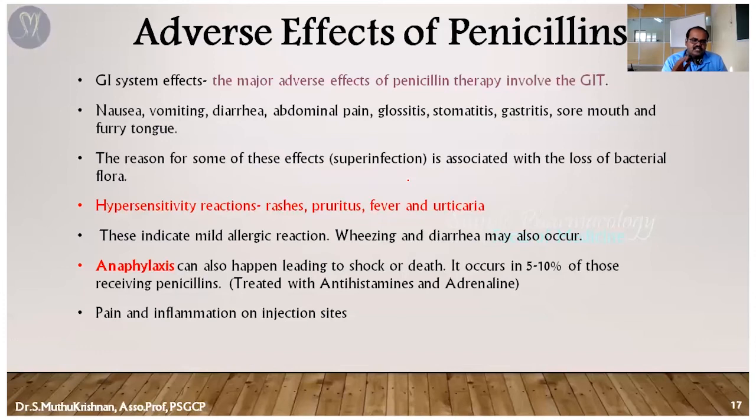Apart from that, the first few things are very common: GI effects. As usual, you can write nausea, vomiting, diarrhea, abdominal pain, gastritis, all those things are common. Another major thing in the GIT is diarrhea. What's the reason for diarrhea? It may produce a superinfection.